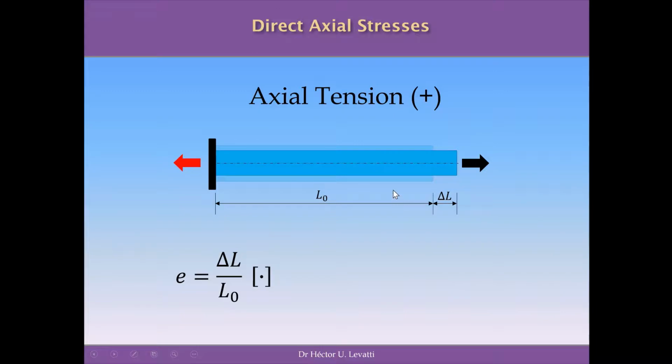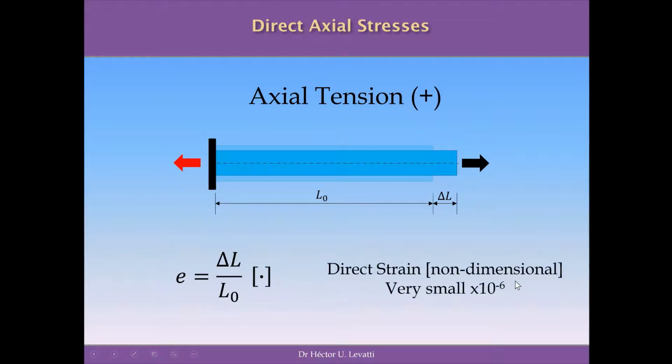There is a quantity called the strain, the direct axial strain of this beam subjected to axial forces, that is defined as the relation between the increment delta L of the length divided by the original length L. Because these two quantities are lengths expressed in millimeters or meters or kilometers, they cancel each other, and the strain epsilon is adimensional. So the direct strain is non-dimensional, and usually is very, very small. It's a value that is in the order of 10 to the minus 6 or something like this.